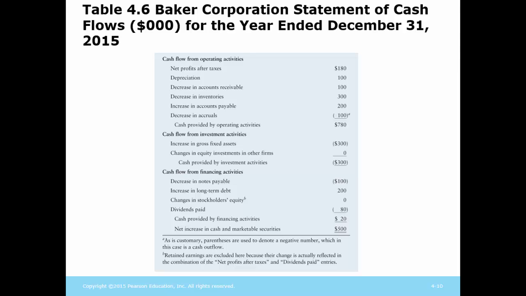Again, we saw this table before. I don't want to harp on this table, but for this particular company, here's the cash that came in, $780,000 from operations. They spent $300 on new assets through their investment activities, and in the end, they actually received $20 net from their financing activities. So in the end, they had 780 minus 300, that's 480. Add the 20. The net increase in cash to the company was $500.